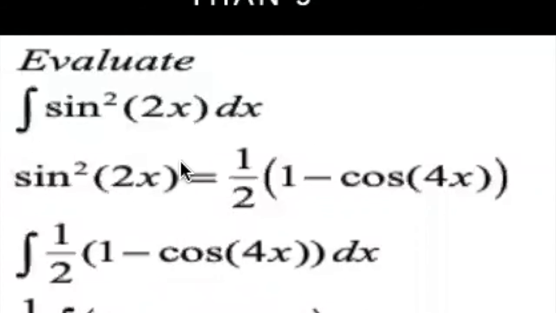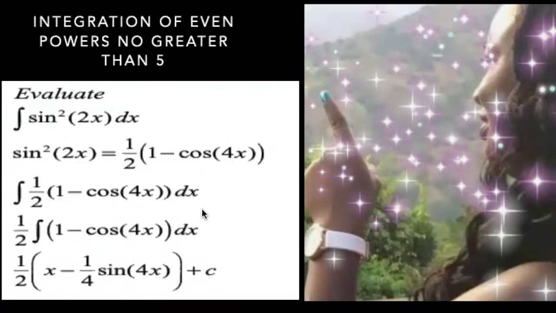So looking at this, I have 2x. So applying the rule, it becomes a half, 1 minus cos, doubling the 2x, so it becomes 4x. So all of this, we substitute for sine squared 2x. So we have a half, 1 minus cos 4x. The dx is just showing that we're integrating with respect to x.